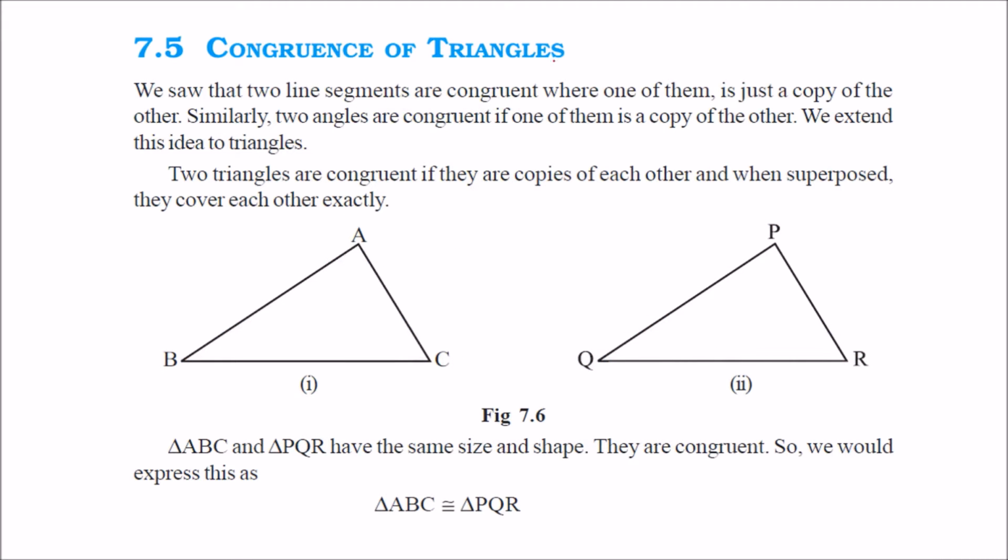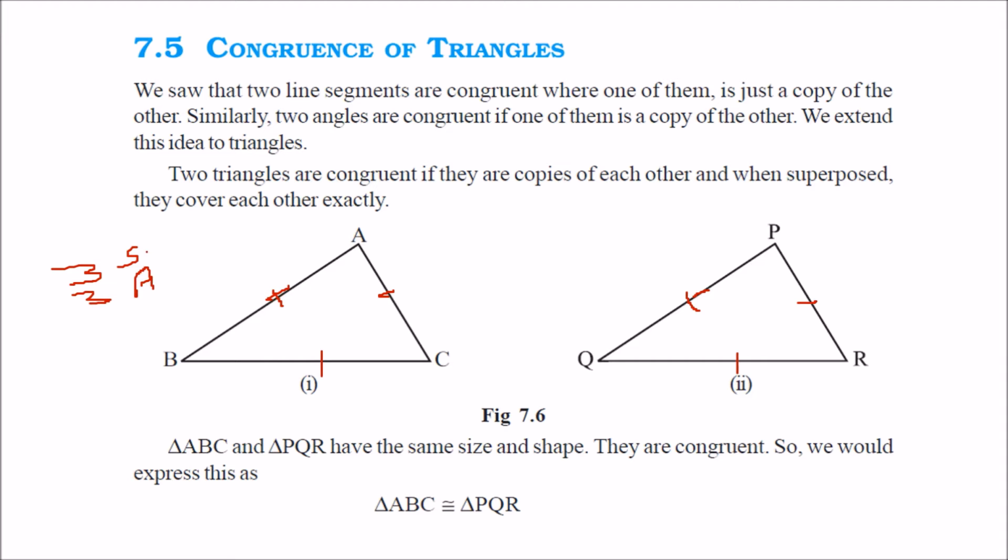Then the congruence of triangles. Triangles are made up of 3 sides and 3 angles. So if sides are there, that means the length has to be the same, the corresponding length. Say for these two triangles, AB has to be equal to PQ, AC has to be equal to PR, exactly the same length, and BC has to be equal to QR.